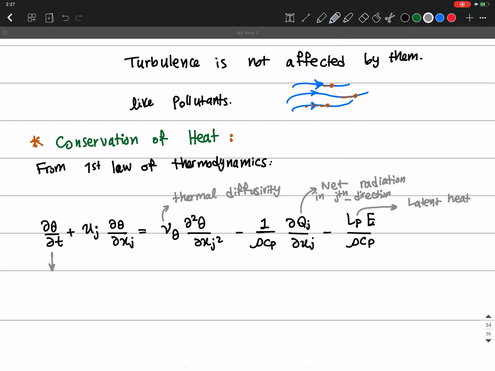So first, this term, partial theta over partial t, is just storage of heat, the storage term. The second term is advection of heat. It's just the advection. This term shows the molecular diffusion of heat. So molecular diffusion.